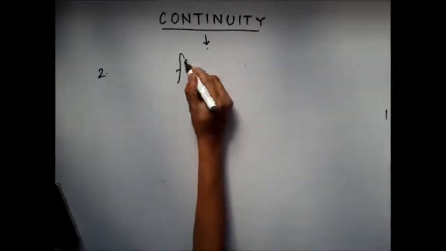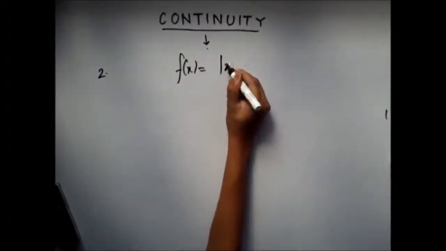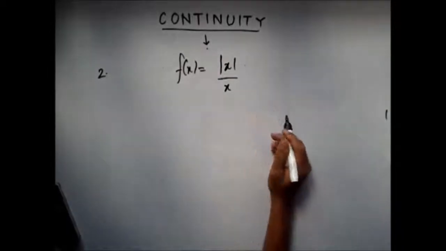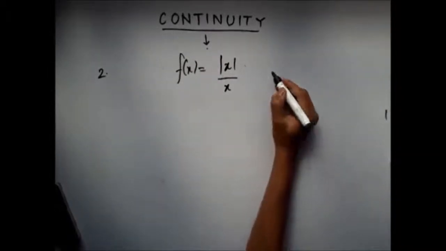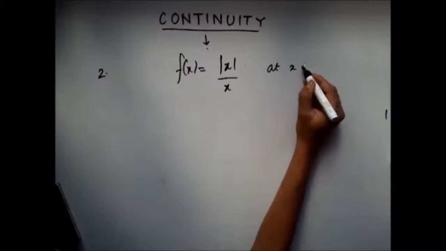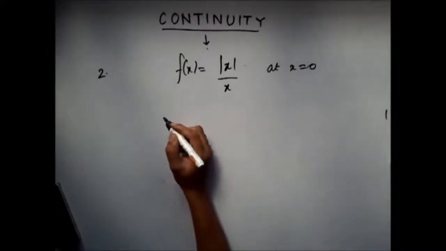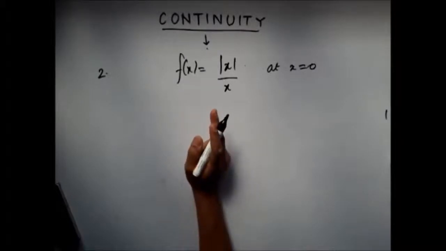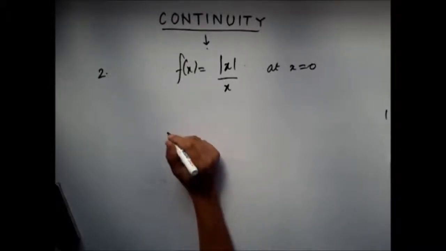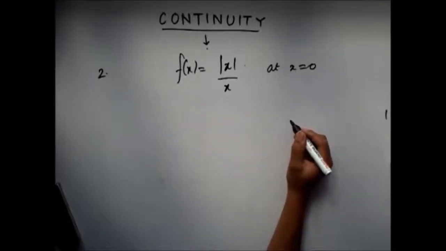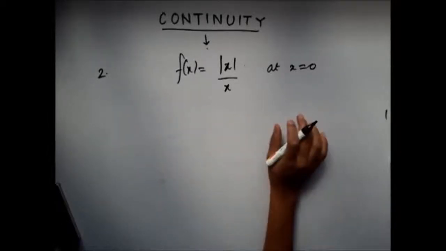The second example is f of x is given by mod of x by x, and you have to check for continuity at x equals 0. Now let's see if the limit exists. The first condition is that the limit should exist. The second condition is that the limiting value should be equal to the functional value. These are the two conditions which prove that the function is continuous at a particular point, right?